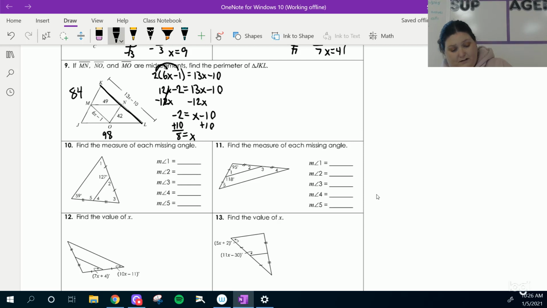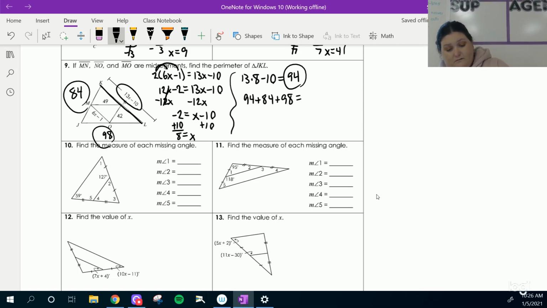So I need to plug it in for this expression there. So I have 13 times 8 minus 10, which is 94. So I'm going to take 94 plus 84 plus 98 and add all of those up. So those are my three sides, and I'm going to add them up and I get 276, which is the answer to my problem. That is the perimeter.